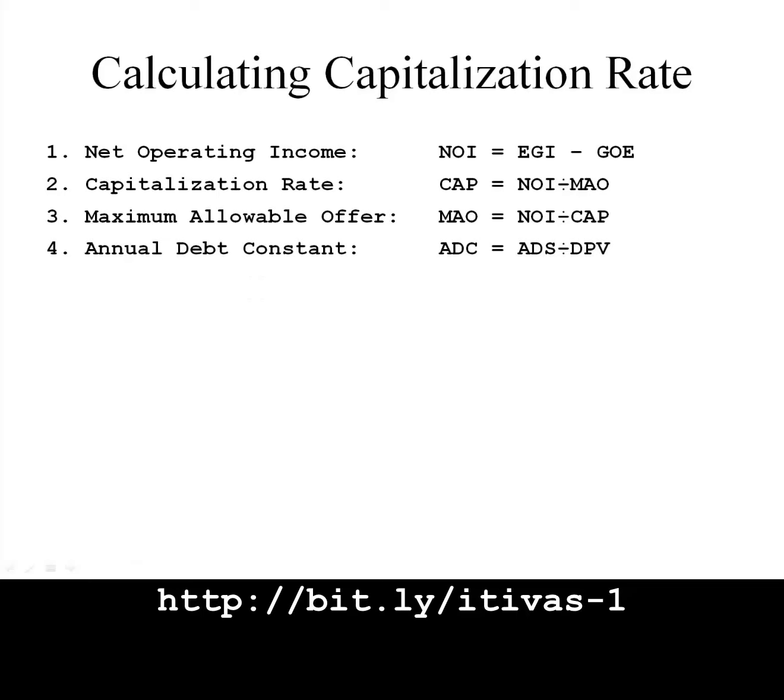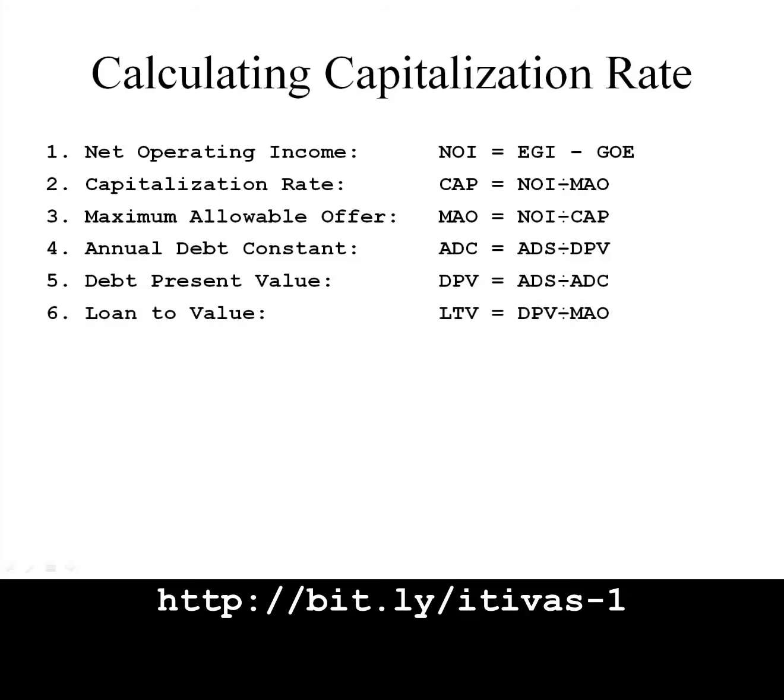The annual debt constant is equal to the annual debt service divided by the debt present value. The debt present value is equal to the annual debt service divided by the annual debt constant. Loan-to-value ratio is simply the debt present value divided by the maximum allowable offer, or the price of the property.